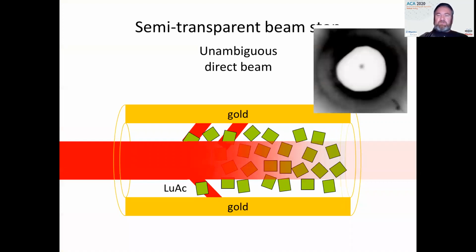Another big problem, which is still with us to this day, is people not knowing where the beam center is. And so I decided to solve that by making a semi-transparent beam stop. It turns out lutetium is the right thing to make it out of, because it has the flattest absorption curve over the X-ray range of interest. And so anytime you can't find your beam center, just look at the image. There'll be a little black dot right where the beam's supposed to go.